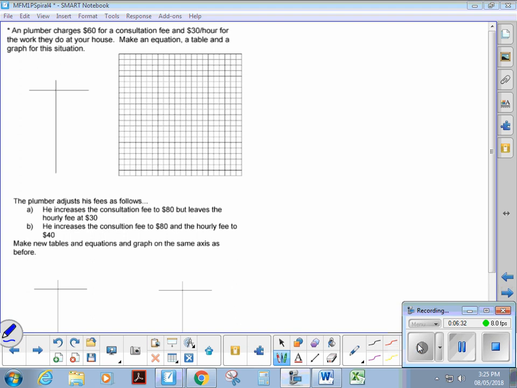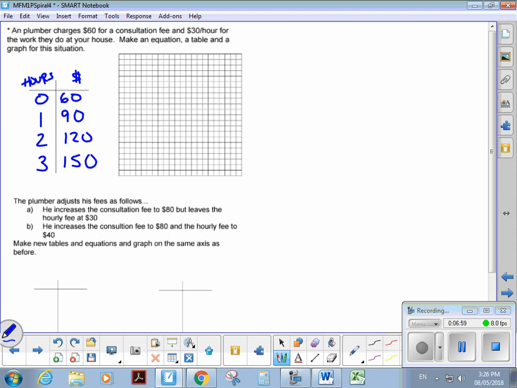So the next example goes back to the plumber question again. $60 for a consultation, $30 to do the work at your house per hour. So here we've got hours again, hours, and this is the cost. We already set this up on the other page: 0, 60; 1, 90; 2, 120; 3, 150. Okay, make an equation, and we can graph this.